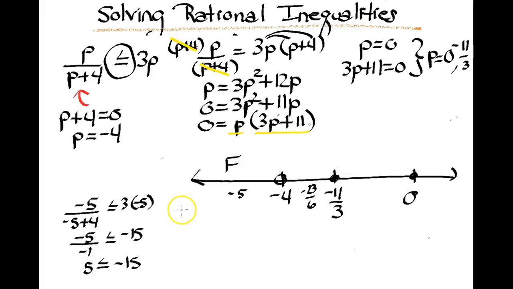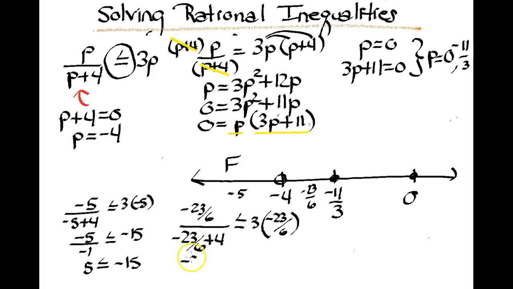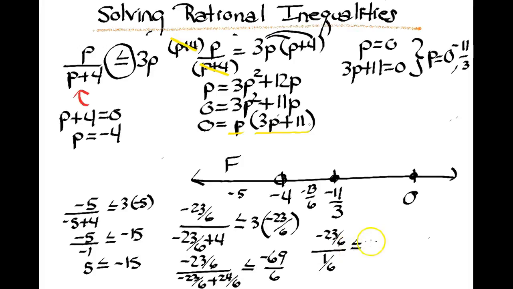So let's go ahead and plug in negative 23 over 6 into P. Less than or equal to 3 times negative 23 over 6. And I still have, let's see, negative 23 over 6. And when I add these, I get negative 23 over 6 plus 24 over 6. It's less than or equal to, let's multiply that, negative 69 over 6. And let's continue with that over here. Negative 23 over 6 divided by 1/6 is less than or equal to negative 69 over 6.